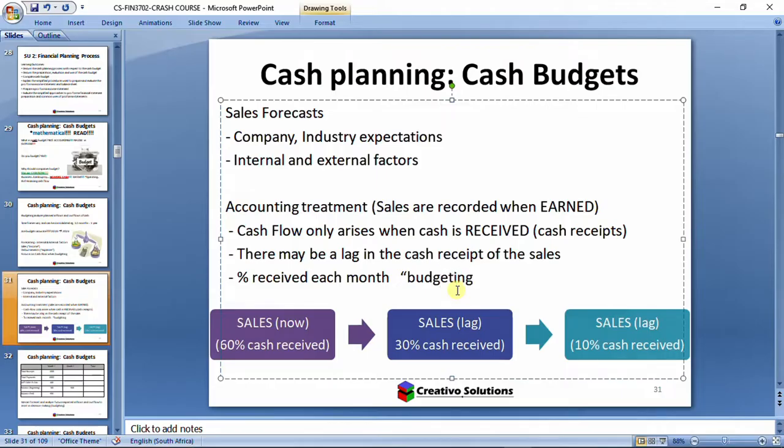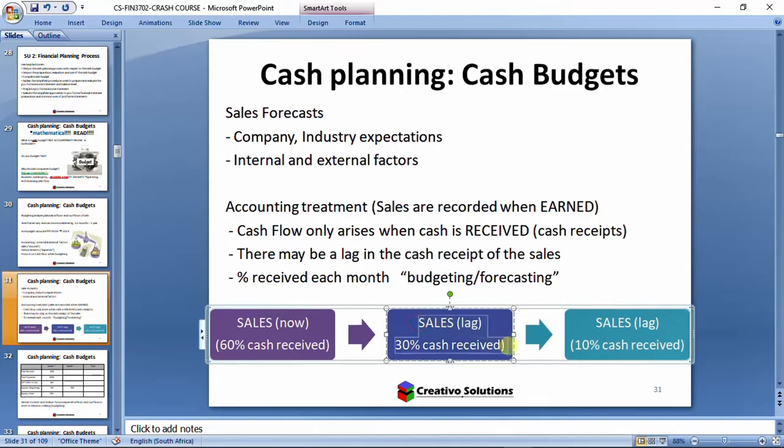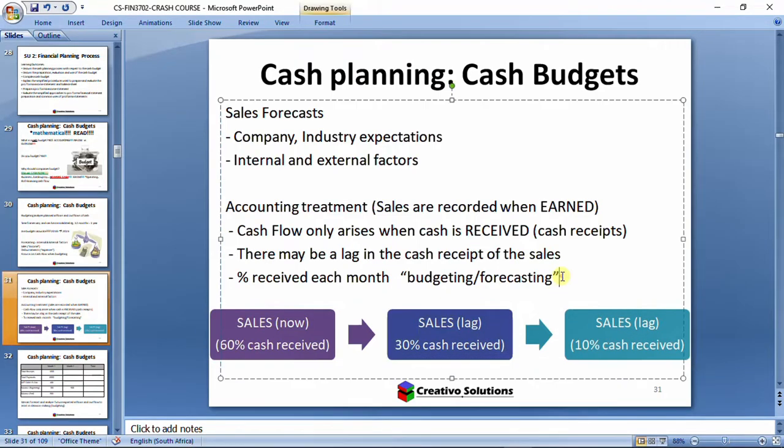the budgeting, inverted commas, or the forecasting, is what you're looking at in the month to month. Okay, and I'll show you that on the next slide. Okay, sales, there's a lag. Okay, the lag that I'm referring to is the debtors, the debtors collection.